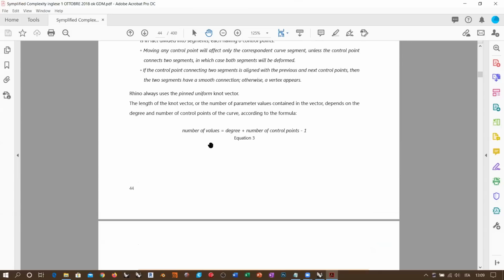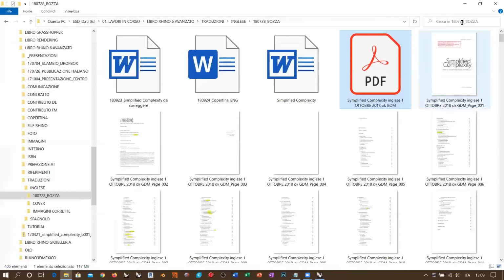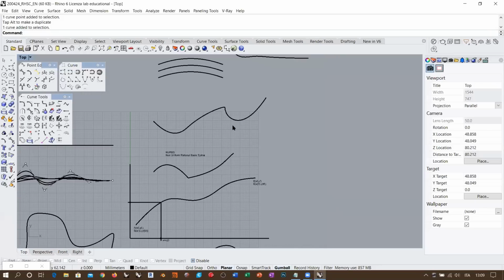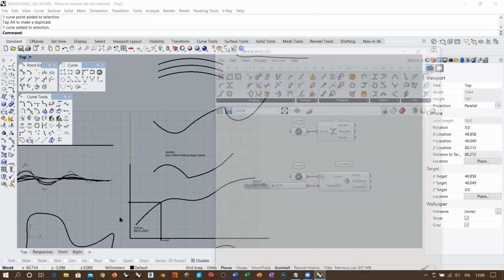The number of values in the knot vector is equal to the degree plus the number of control points minus 1. Yeah, so I was saying this correctly during the explanation. So you take the degree, add the number of control points, subtract 1, and you know how many values you must have in your knot vector.